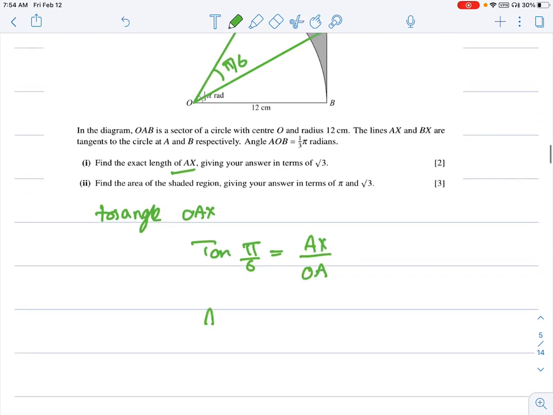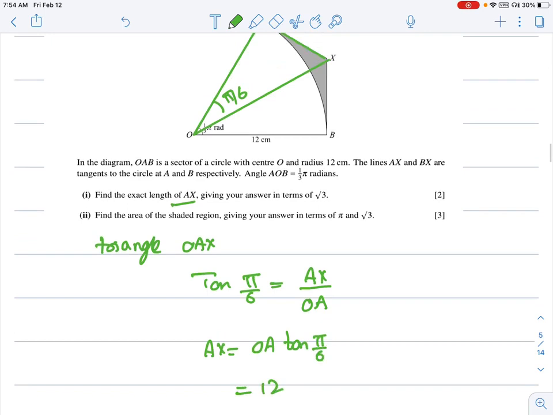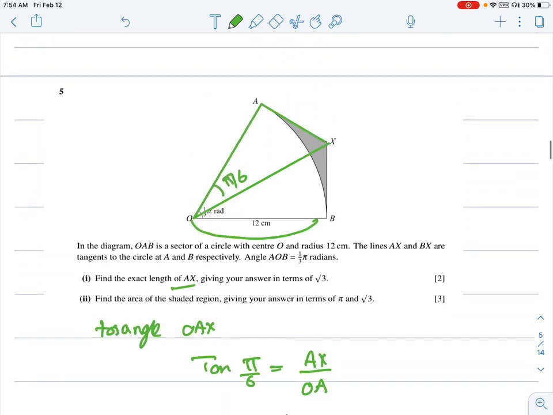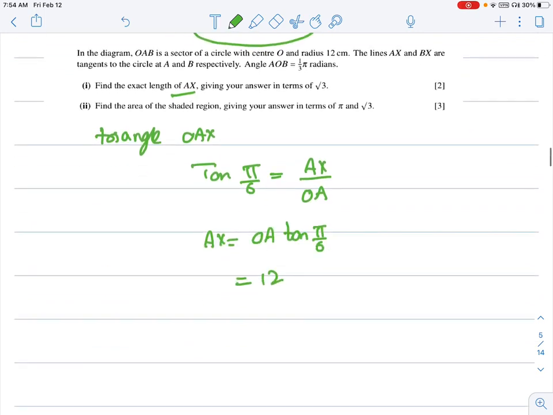From there I get AX is equal to OA tan pi by 6. OA is 12 because the radius of the sector is given as 12. If OB is 12, OA also will be 12 centimeters. So 12 tan pi by 6, which means tan 30 is 1 upon root 3. So AX is equal to 4 root 3.